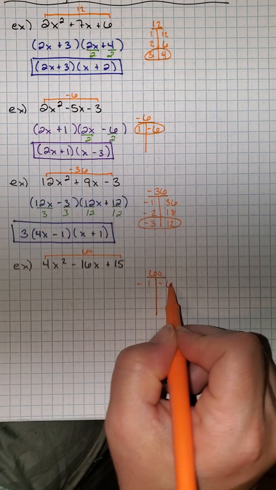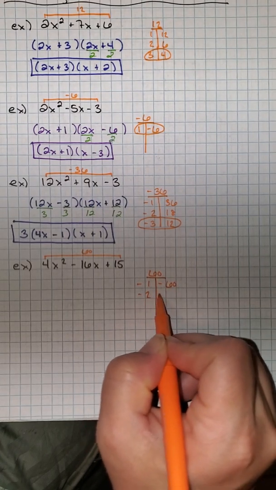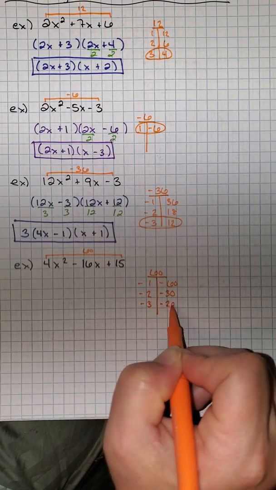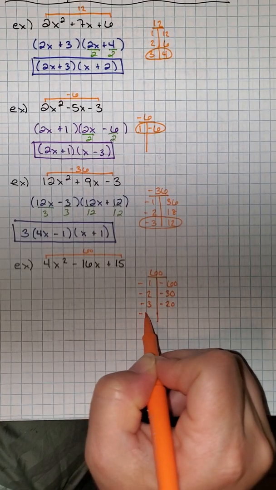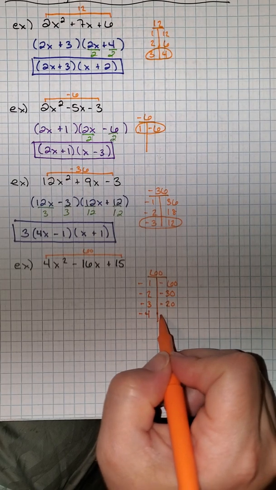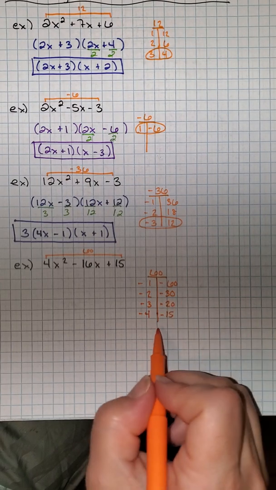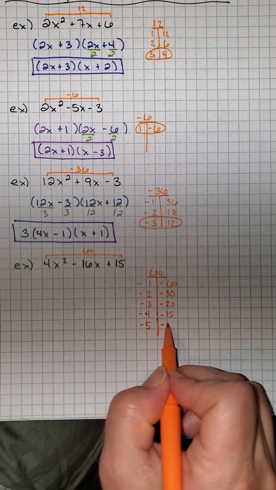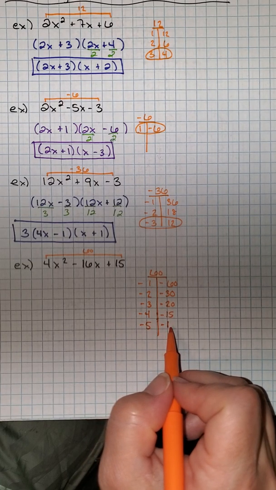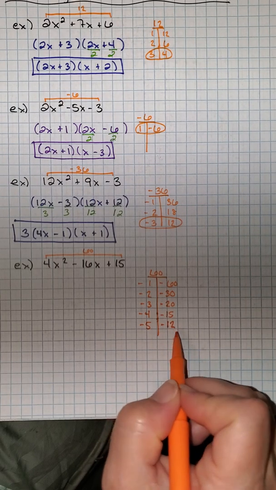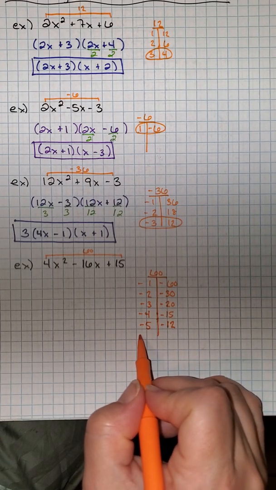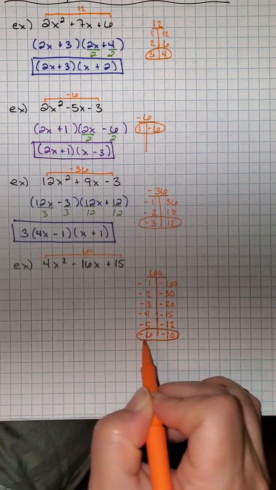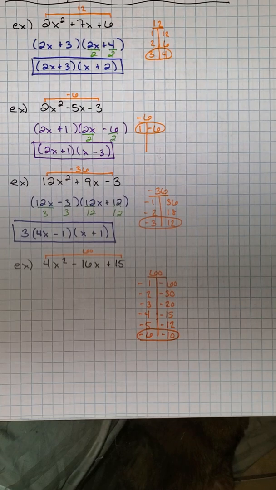So negative 1, negative 60, not it. Negative 2, negative 30, not it. Negative 3, negative 20, not it. We're getting close. Negative 4 and negative 15, not it. Getting closer though. Negative 5 and negative 12, not it. Negative 6 and negative 10, there we go. Took a while to get to that one.